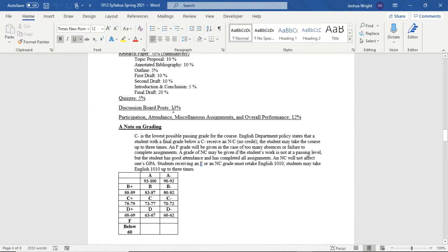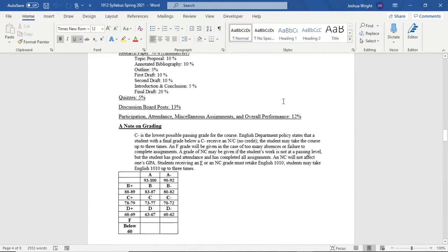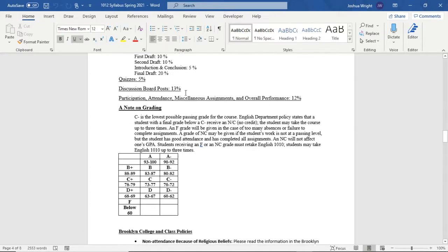Discussion board posts are worth 13% of your overall grade. So again, you don't want to miss any of those. 13% is 10 points per post, 13 posts, okay? And then your participation, attendance, miscellaneous assignments, and overall performance is worth 12%, 120 points.